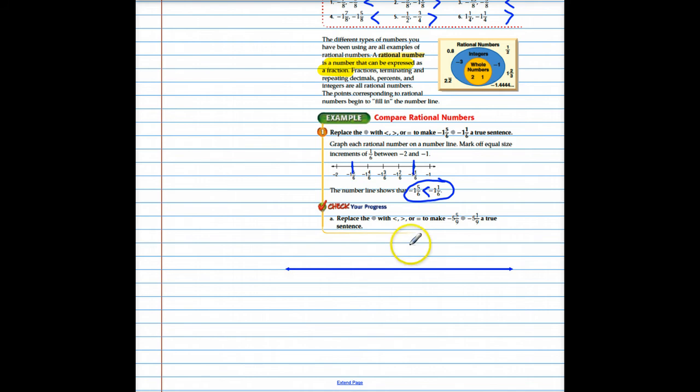Check your progress. Replace the circle again with less than, greater than, or equal to make negative 5 5/9 and negative 5 1/9 a true sentence by replacing the circle with one of the three symbols. So we'll just make something simple here. We'll make negative 5 here. We'll make negative 6 down here. Doesn't need to really be any more elaborate than that. Negative 5 1/9 is going to be very close to negative 5. Negative 5 5/9 is going to be a little more than half, so it's going to be over here. So for the statement to be true, negative 5 5/9 has to be less than negative 5 1/9, again, because negative 5 1/9 is to the right on the number line.